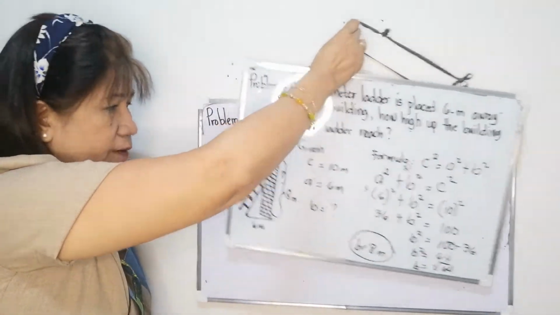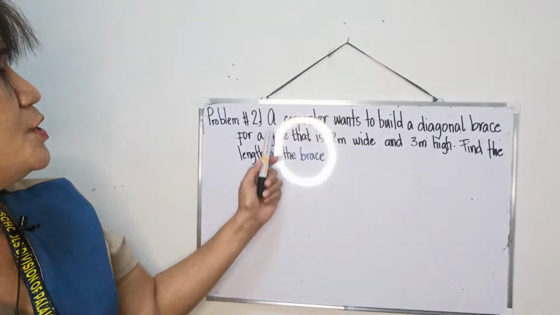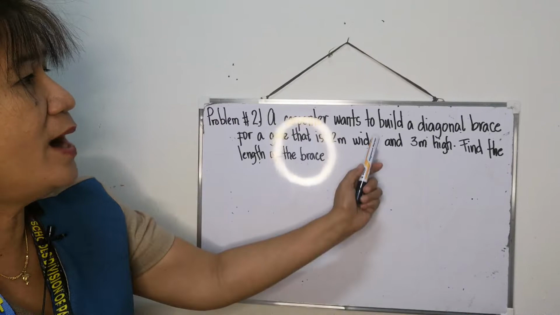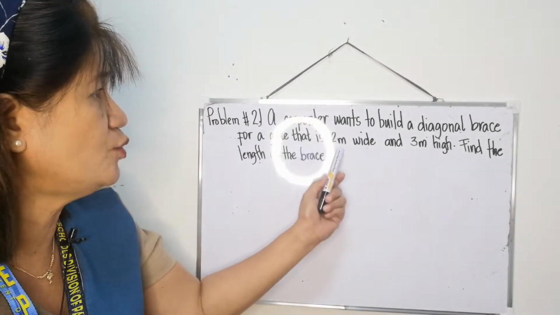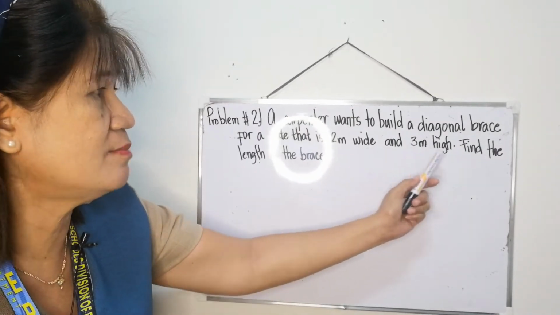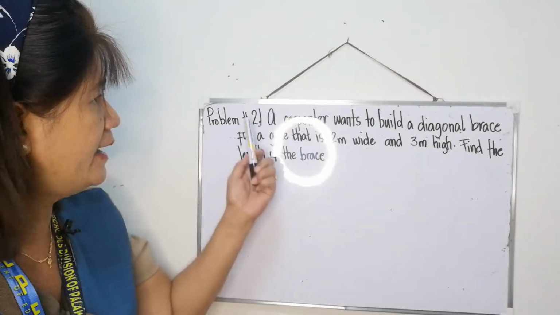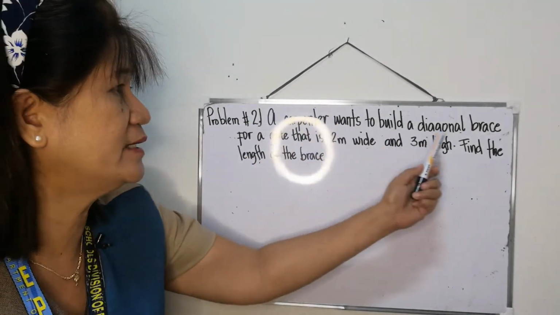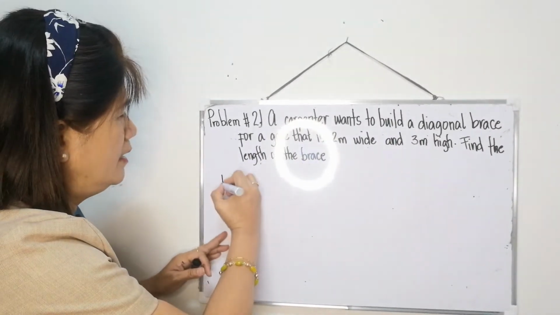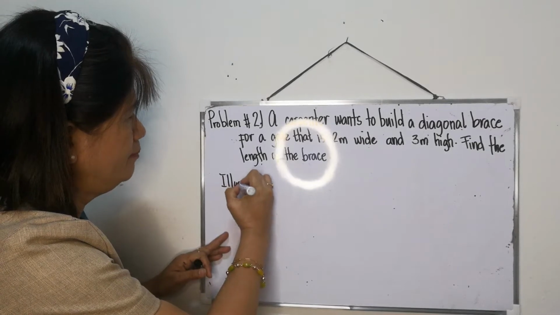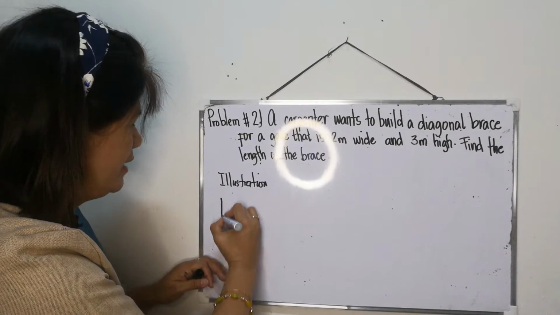Okay, let's have another problem. So, this is problem number 2. A carpenter wants to build a diagonal brace for a gate that is 2 meters wide and 3 meters high. Find the length of the brace. Again, a carpenter wants to build a diagonal brace, no? So if we illustrate the situation or the problem, it will look like this.